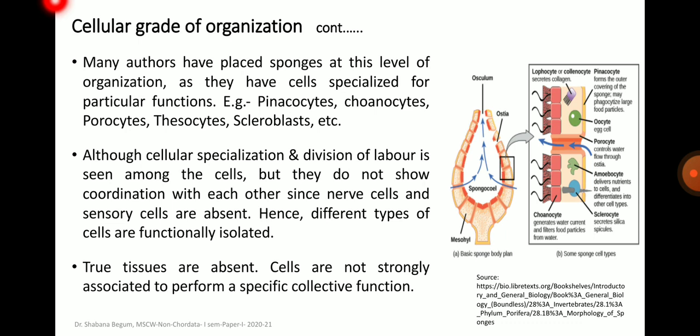So although cellular specialization and division of labor is seen among the cells, they do not show coordination with each other since nerve cells and sensory cells are absent. Hence, different types of cells are functionally isolated. True tissues are absent in this type of organization. Cells are not strongly associated to perform a specific collective function.